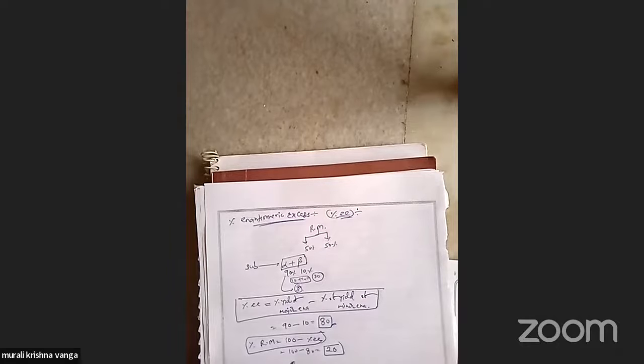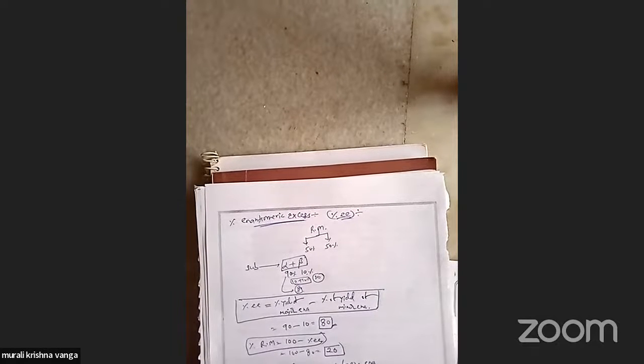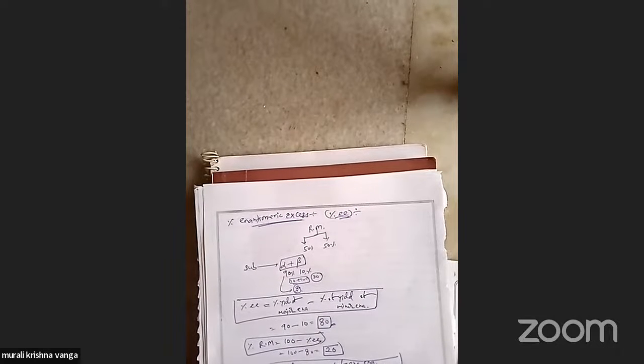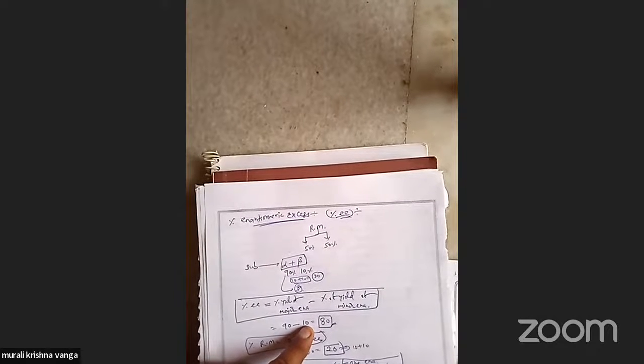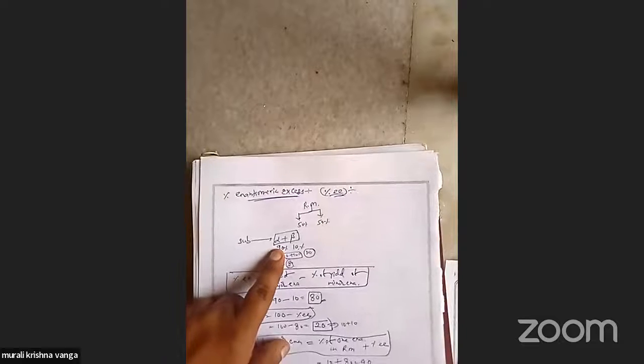Next one is percentage of yield of major enantiomer. Percentage of yield of major enantiomer is equal to percentage of one enantiomer in racemic mixture plus percentage of enantiomeric excess. So what is the percentage of one enantiomer in racemic mixture? 20 means racemic mixture, which is 50-50, so 10. Next, the enantiomeric excess is 80. That gives 90. So 90 is the percentage of major enantiomer.